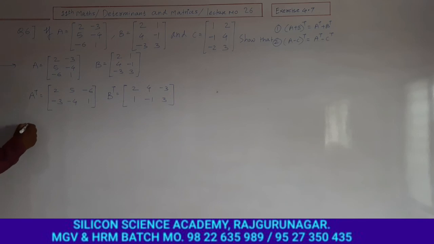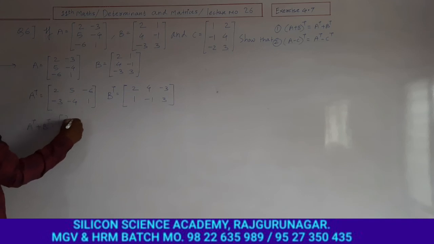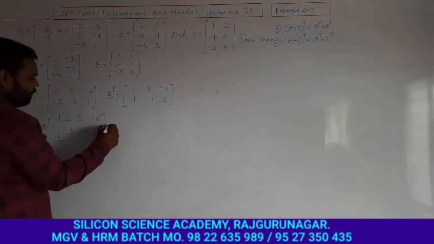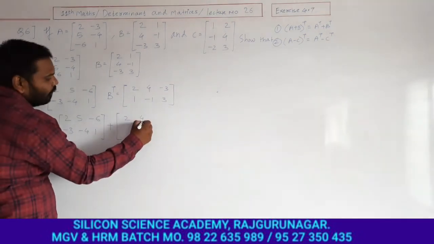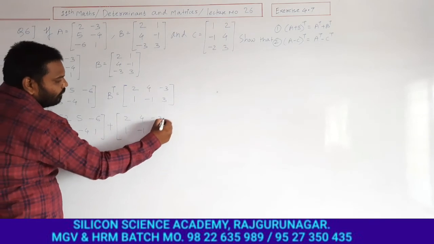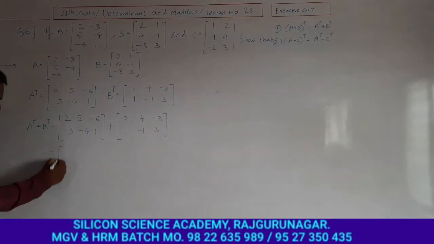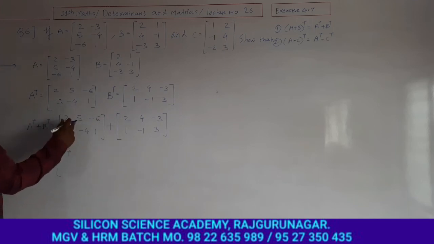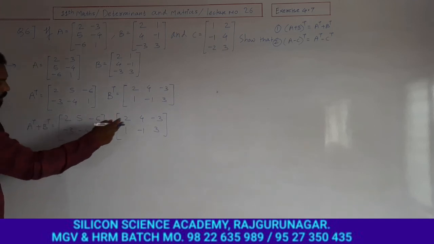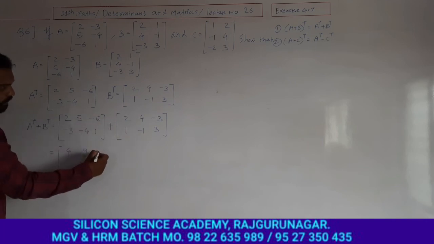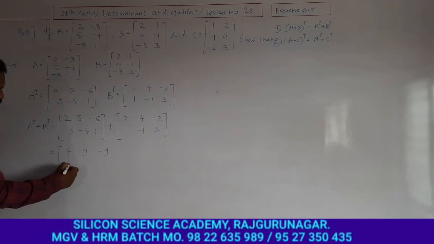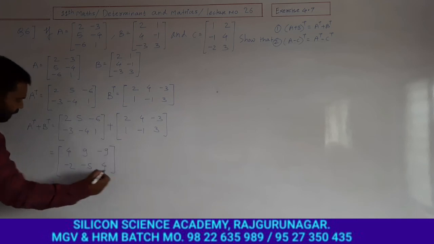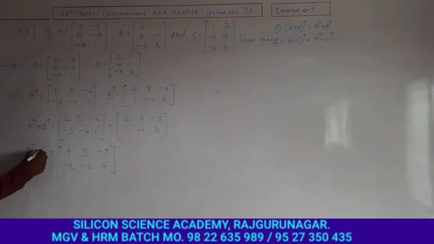Now, in the RHS we see A transpose plus B transpose. That is equal. What is A transpose? That is 2, 5, minus 6, minus 3, minus 4, 1, and plus what is B transpose? That is 2, 4, minus 3, 1, minus 1, 3. That is 2 plus 2, 4, 5 plus 4, that is 9, minus 6 minus 3, that is minus 9, minus 2, minus 5, 1 plus 3, that is 4. This is A transpose plus B transpose.